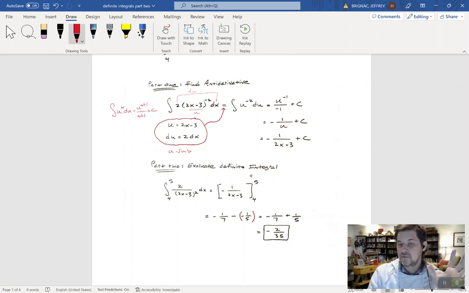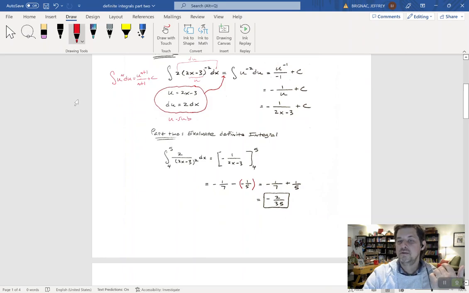Next part, we evaluate the definite integral with the antiderivative in mind. So look what I did here. I have my original problem, there's my antiderivative, and here are my upper and lower bounds. I would put 5 in first. That'll give me negative 1 over 7. And I would subtract, I would put 4 in next. That would give me negative 1 over 5.